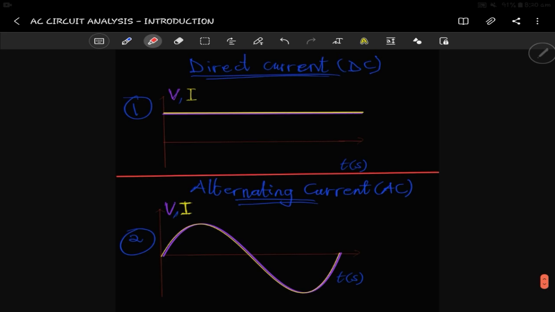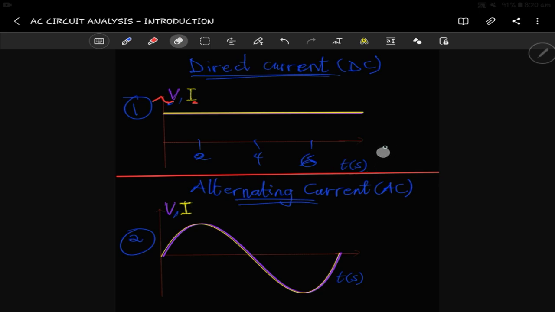Okay. So AC and DC. When we say DC, it means that the voltage and the current from the generators don't change with time. When you see this particular graph here, we have time, and these are the quantities, whether it's voltage or current. If it starts from, let's say, 2 seconds, 4, 6, at any point in time, if you check the voltage and the current, it will be the same. So that's what we mean by direct current.